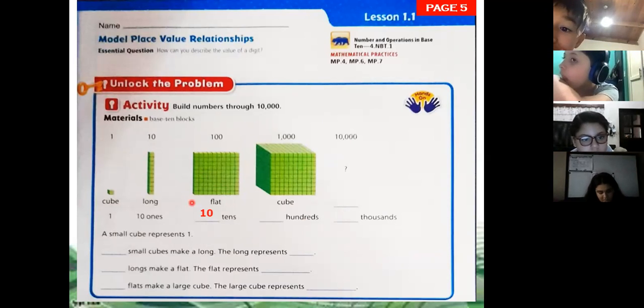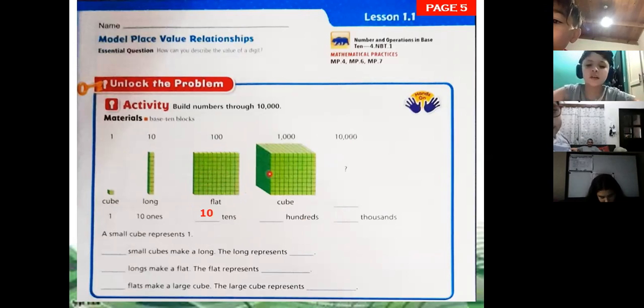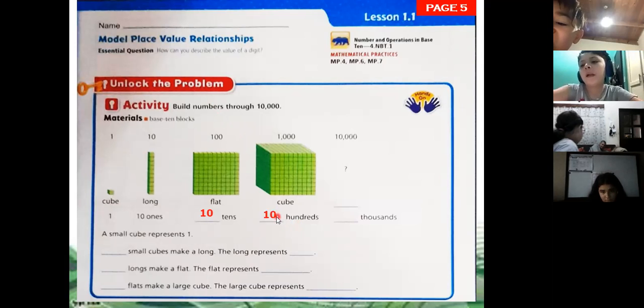Now, we have this 10 hundreds that makes a flat. Now, how many of these flats make a 1,000? Marcelo? How many hundreds? It's going to be 10 hundreds we need. If you have 10 hundreds, it makes 1,000 of this cube.